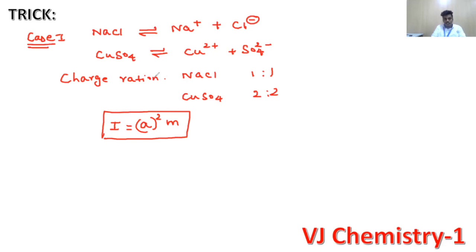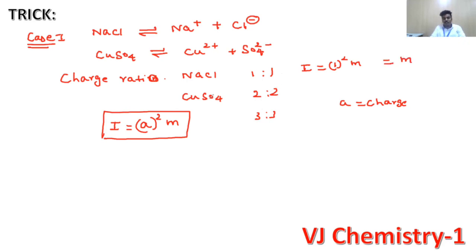Whenever the charge ratio is 1:1, 2:2, 3:3, the ionic strength is A square into M. What is A? A means charge. Now see NaCl: I is equal to 1 square into M. M is the concentration, so the final answer is M.